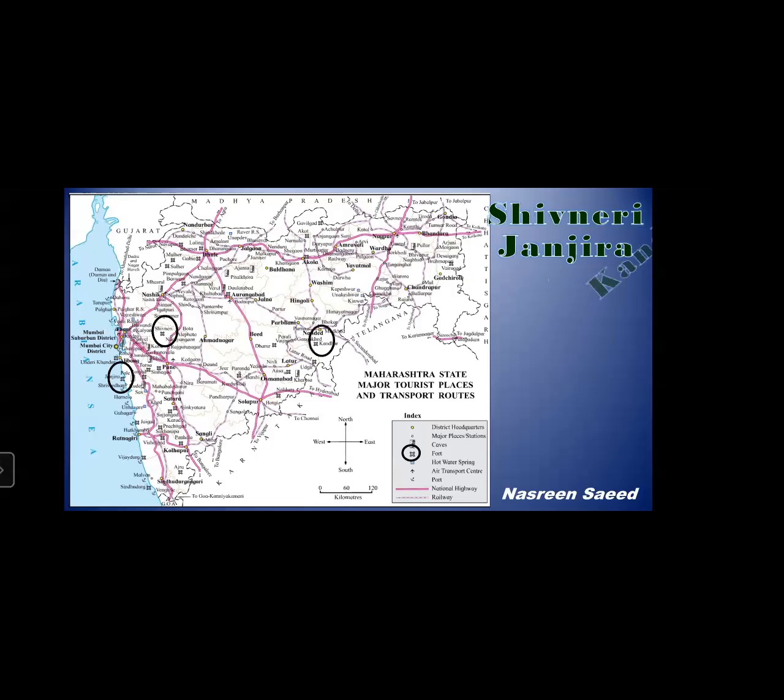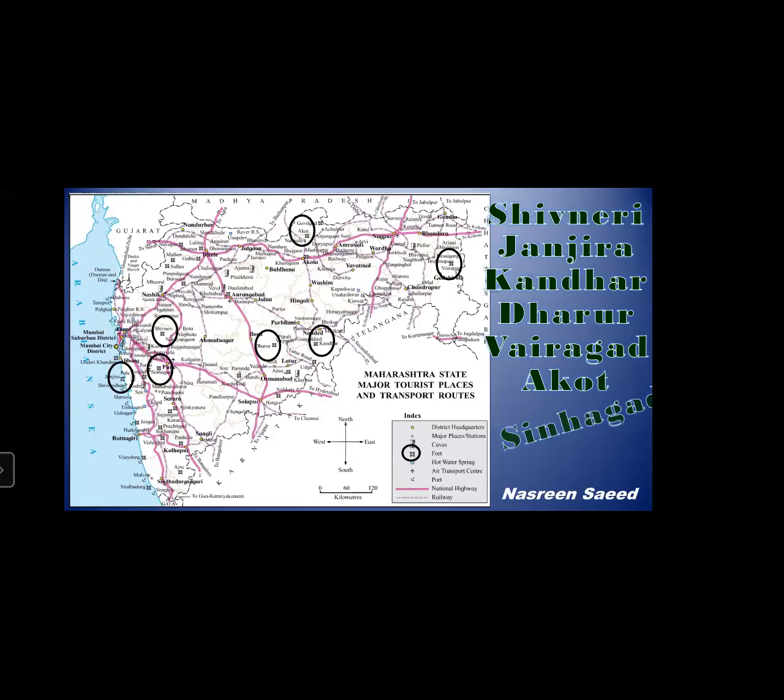Then we have Kandhar Fort. Then Dharur Fort. Then Vairagad Fort. Akot Fort. Then Sinhagad. Ajra Fort. Now these were the names of the forts, but what they are asking us is the names of the districts which have these forts. So what are the names of the districts?